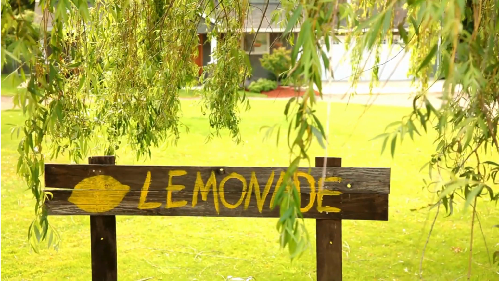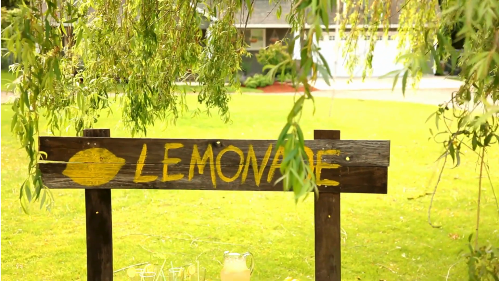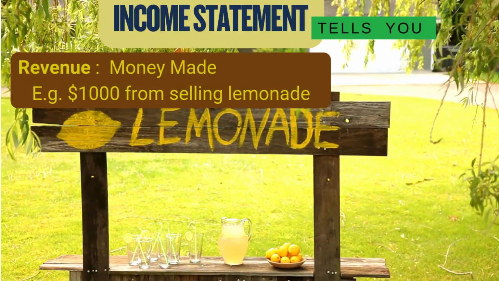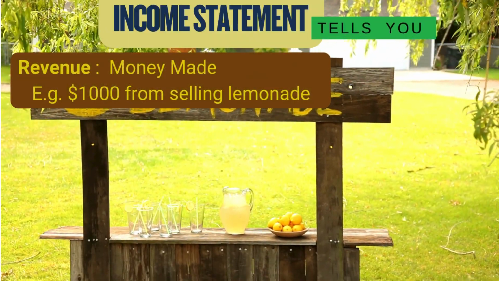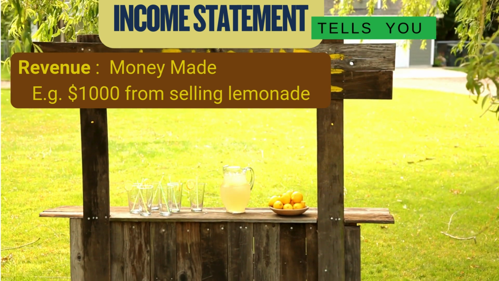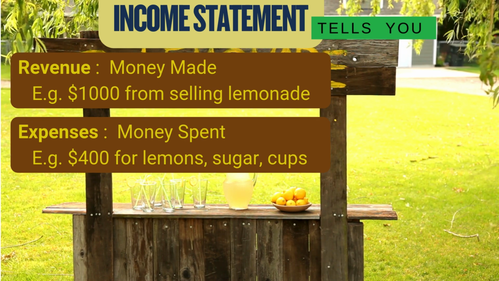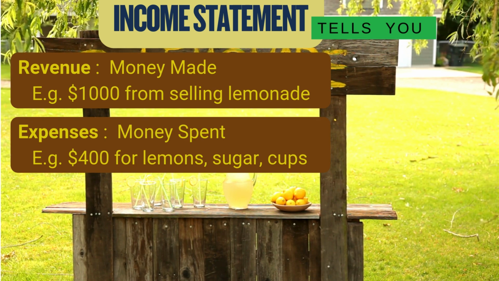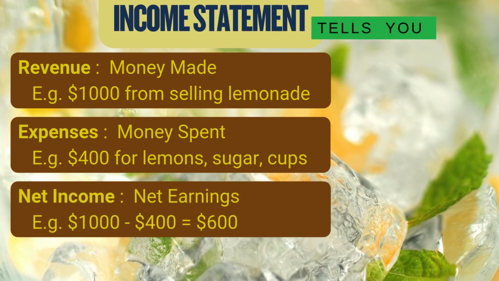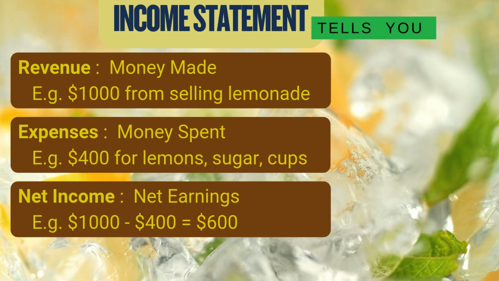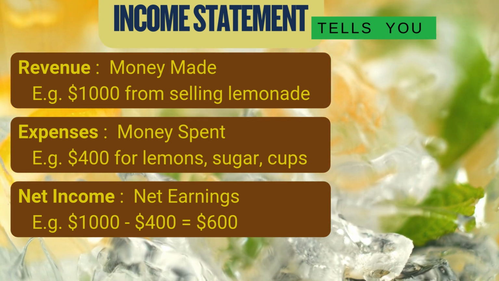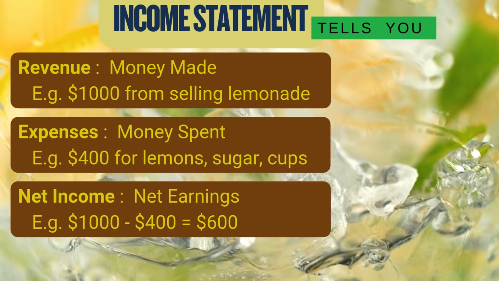For example, if you have a lemonade stand, the income statement will tell you how much revenue you made. Let's say you made $1,000 from selling lemonade. How much did the business spend in expenses? Let's say you spent $400 on lemons, sugar, and cups. Finally, it shows the net amount you earned, your net income, which in this case is $600.